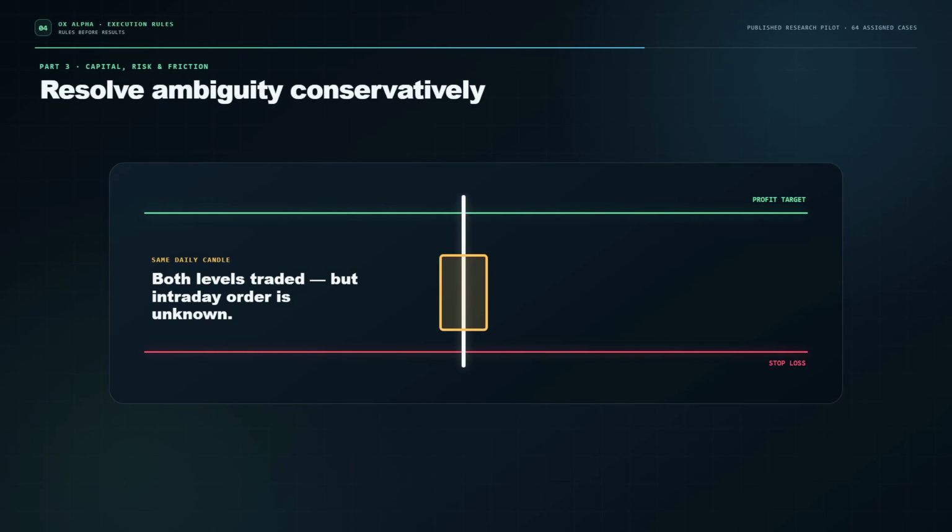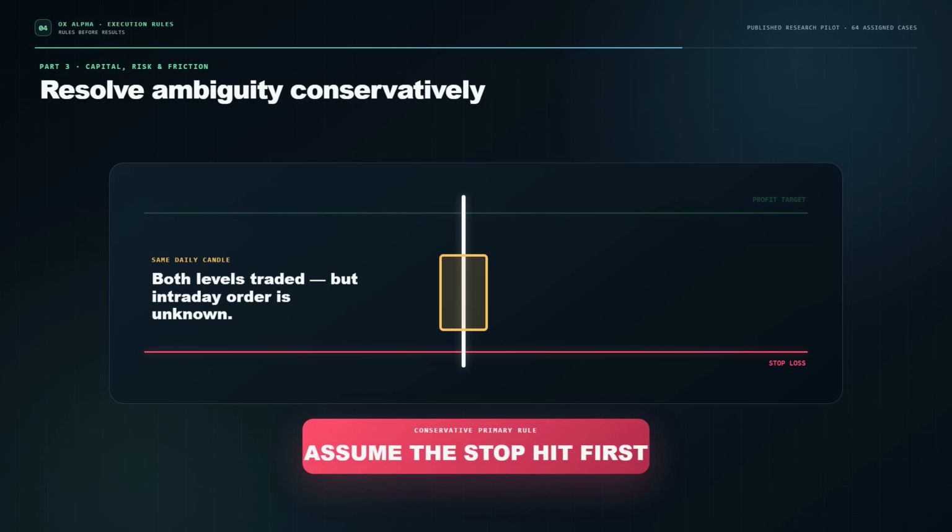What happens if a single day candle hits both stop loss and profit targets on the same day? To avoid giving the AI any unfair benefit of the doubt, our primary rule always stays conservative. We assume stop loss hit first.